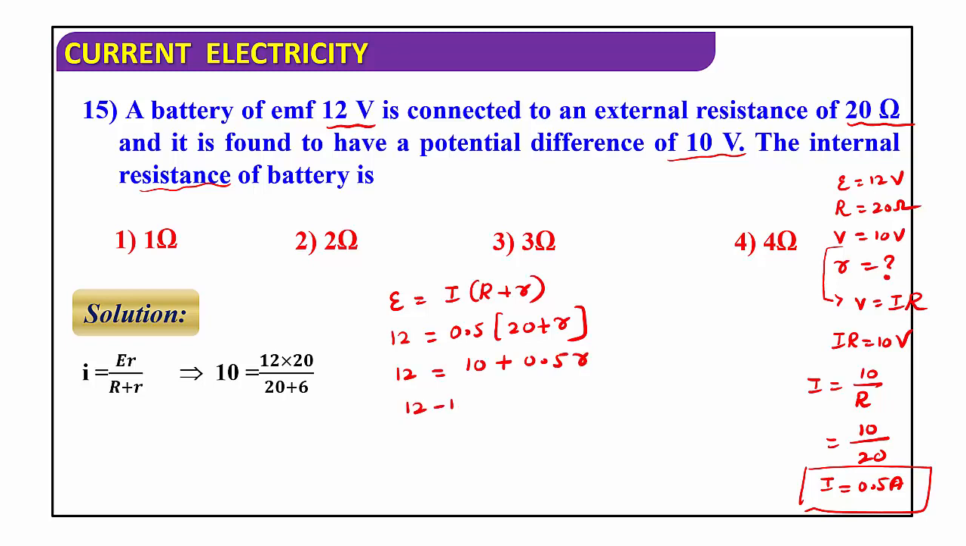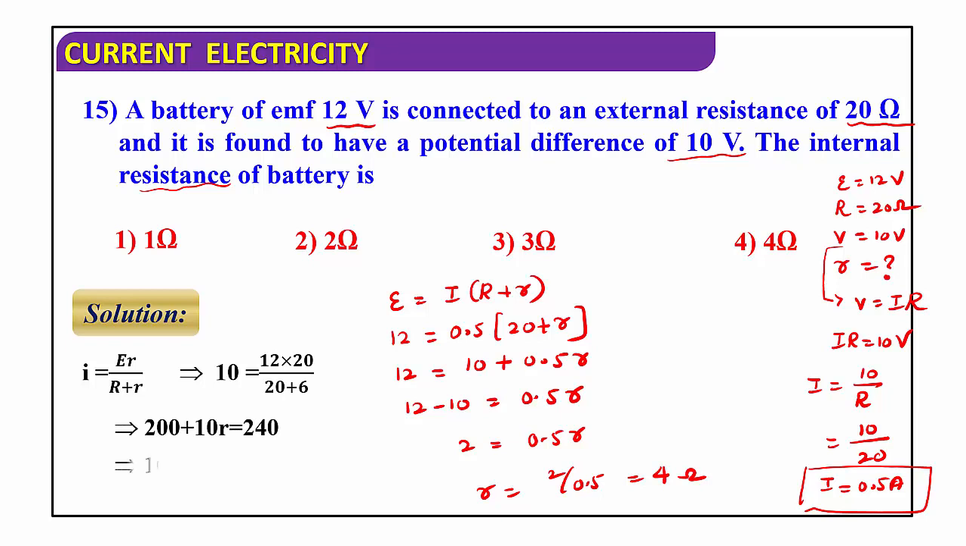So 12 minus 10 is equal to 0.5 r. 12 minus 10 is 2. 2 equal to 0.5 into r. r equal to 2 by 0.5, which is equal to 4 ohm. Right? You can observe the solution here. Yes, r equal to 4 ohm. If you know this equation, or you have already studied it in your theory classes, you can utilize this equation. You will get the final answer as 4 ohm. So fourth option is the right answer.